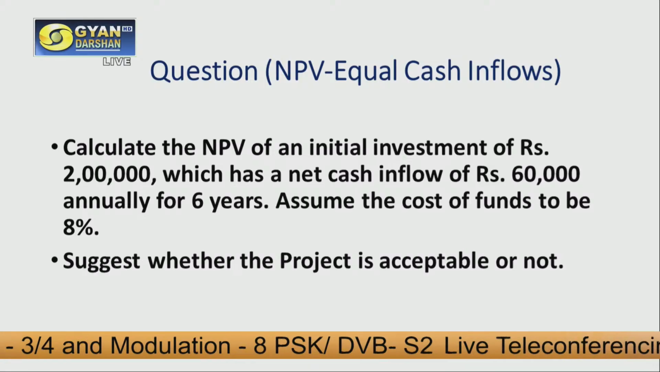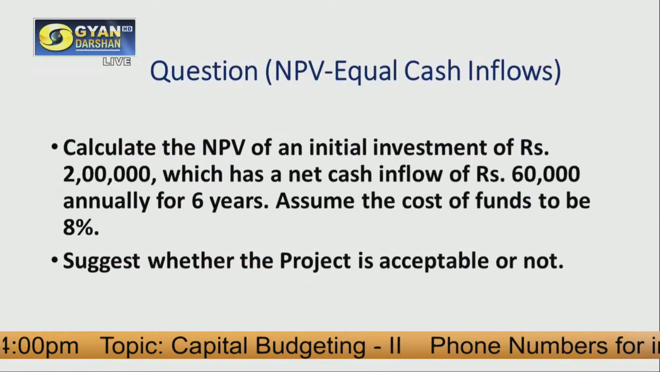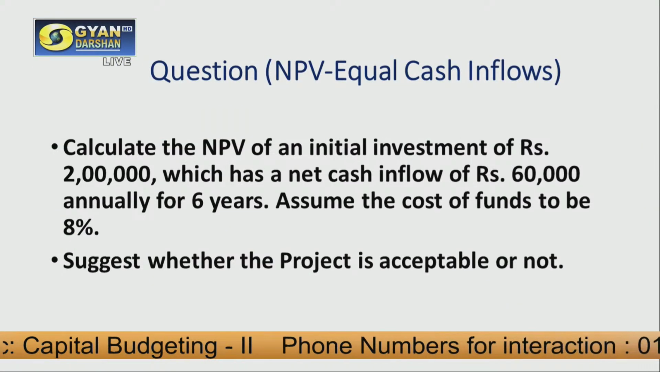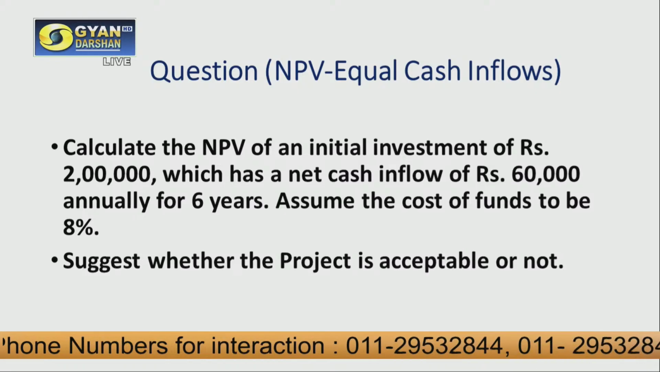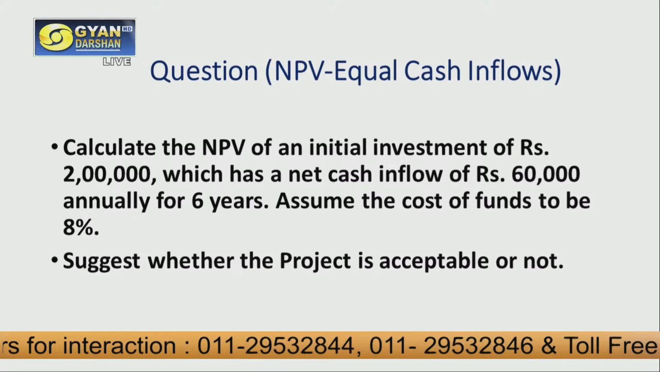So in this case, we are getting 60,000 annually. That means year after year for 6 continuous years. That means the cash inflow is the same, equal year after year. We need to assume the cost of fund to be 8% here, so this is going to be our discount rate. And we need to suggest whether the project is acceptable or not on the basis of NPV.